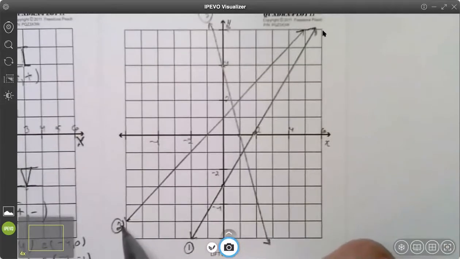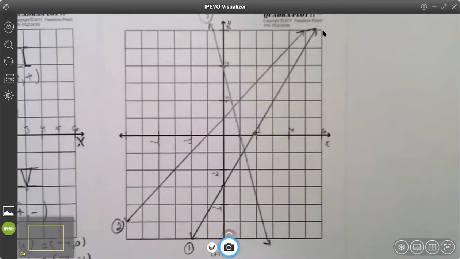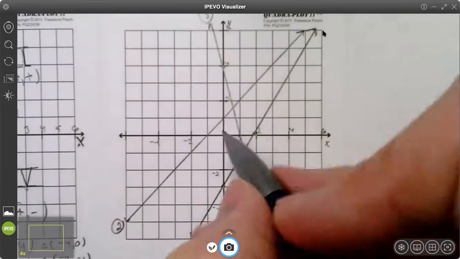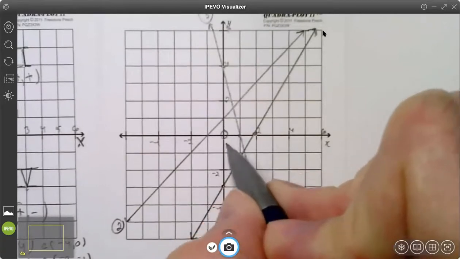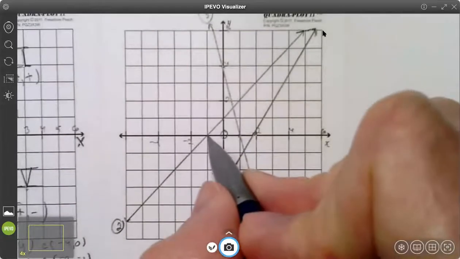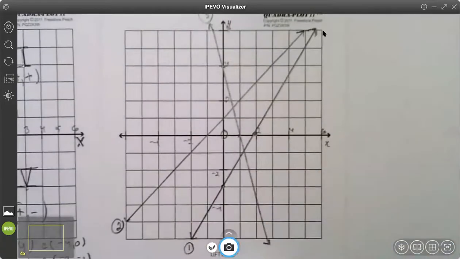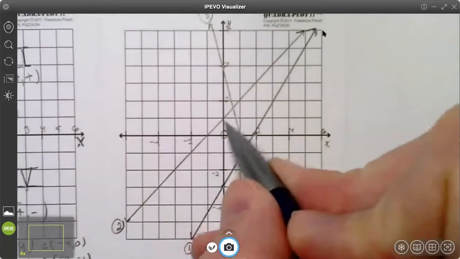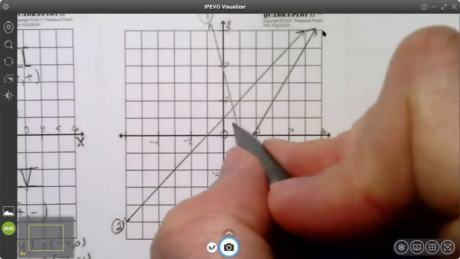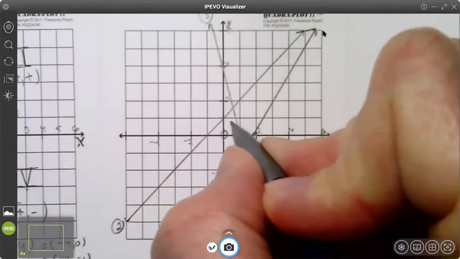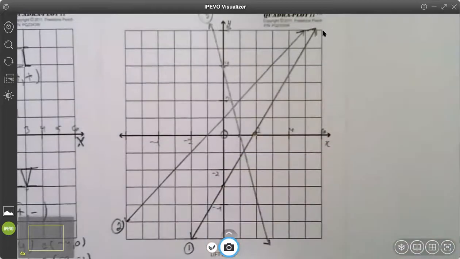Let's look at line 2. Here's line 2. Think in your head, what is the x-intercept? We have to find the origin. The origin is right here where the two axes meet. My x-intercept is right here. It is negative 1. The coordinate for that is negative 1 comma 0. What is the y-intercept for line 2? The y-intercept right here is positive 1. The coordinate is 0 comma 1.